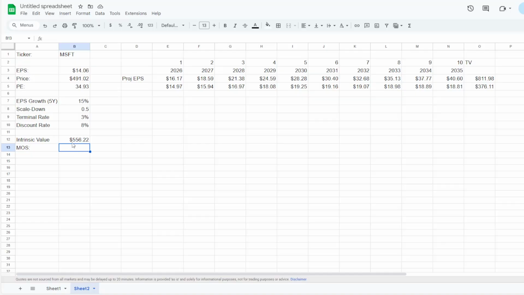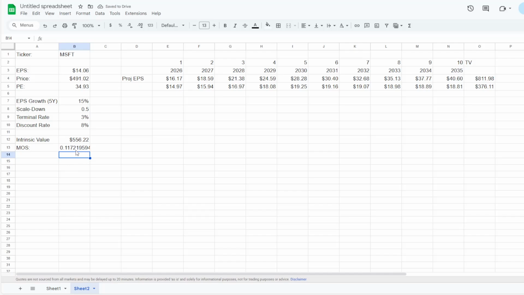So in all those cases, I would be correct. But what if it was $485? Well, now all of a sudden, 485 is smaller than 491, so I'm actually paying too much. So it's always nice to have a margin of safety. So to compute the margin of safety, I'm going to say equals, parentheses, I'm going to take the intrinsic value, I'm going to subtract what the current price is, I'm going to close my parentheses, and I'm going to divide that by the intrinsic value, and this will give me a percentage.